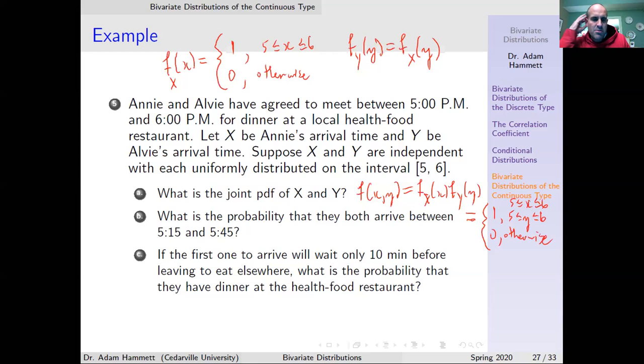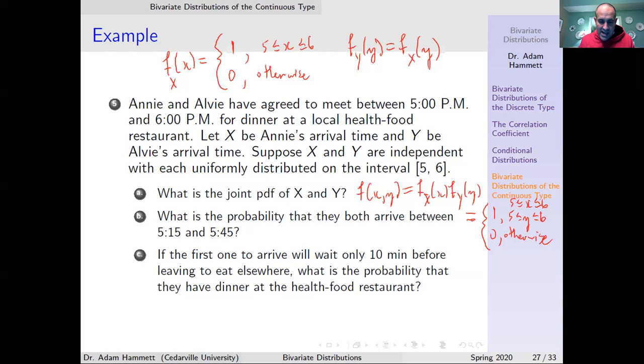So look at this. The last two questions are, what is the probability that they both arrive between basically 5.25 and 5.75, right? A quarter of the way past the hour, and a quarter of the way before the next hour, 6 o'clock. So basically that means both X and Y have to be between 5.25 and 5.75.